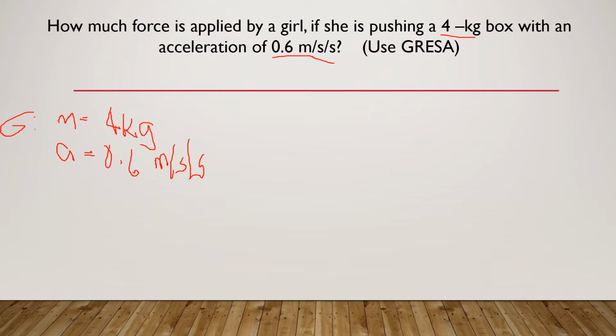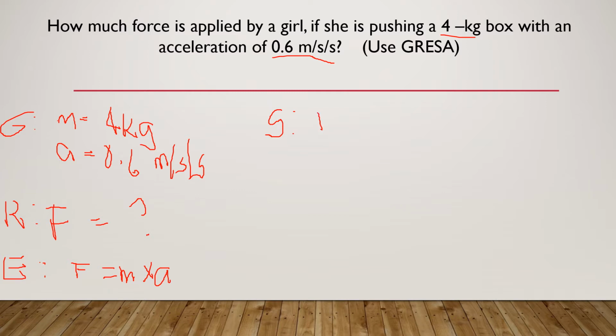Now, after G, we have R. R stands for required, or what is unknown. Now, going back to the question, how much force? So definitely, you already know that you are looking for the value of force. So that is required, or the unknown. Next, we have E. E stands for equation. In the triangular formula a while ago, you already know that F is equal to mass multiplied by acceleration. Then we have S, which stands for solution.